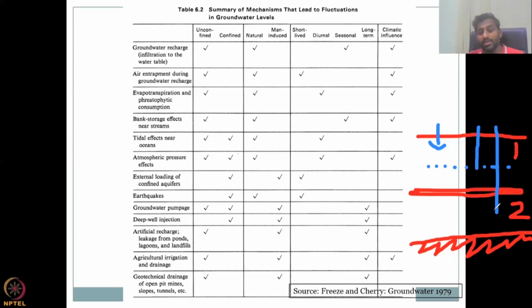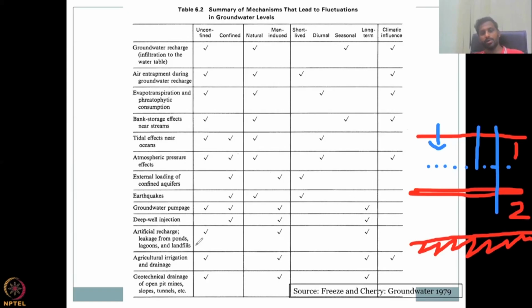So this deep well injection is based on a reverse of the pump. Instead of pumping out, you're pushing water in using energy. It is a confined aquifer process, man-made, human influenced, and it is also long-term. Similar to your pumping, it is also long-term.